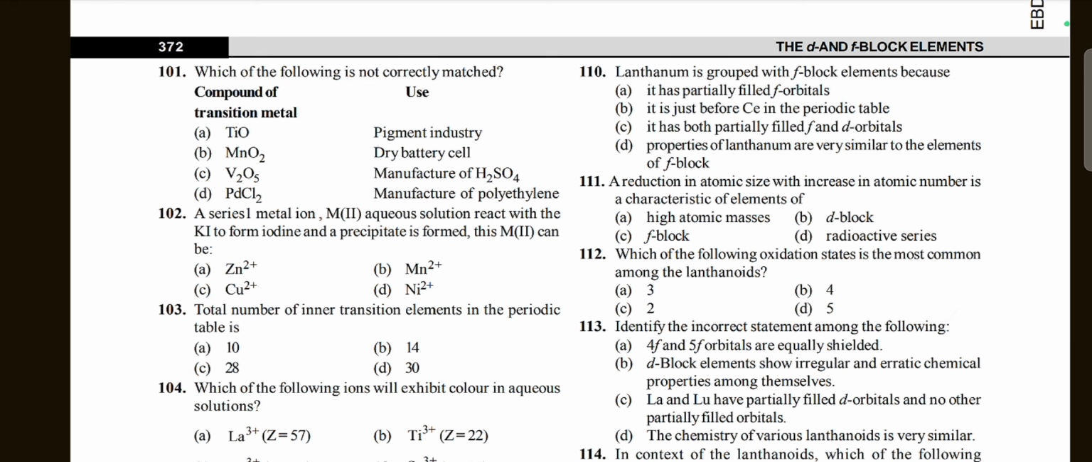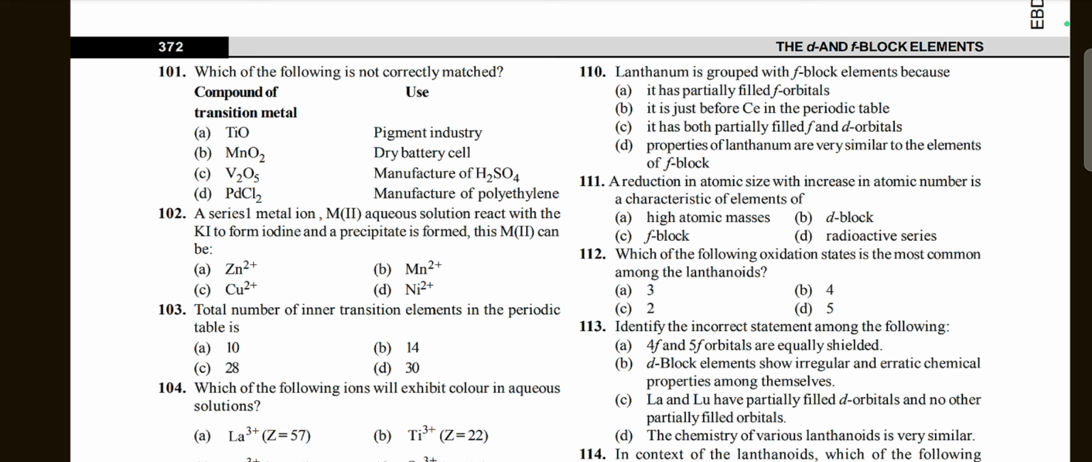Lanthanum is grouped with f block elements because the properties of lanthanum are very similar to the elements of the f block. Option D. A reduction in atomic size with increase in atomic number is a characteristic of elements of the f block. So lanthanide contraction results in a decrease in atomic and ionic radii. Option C will be the answer.